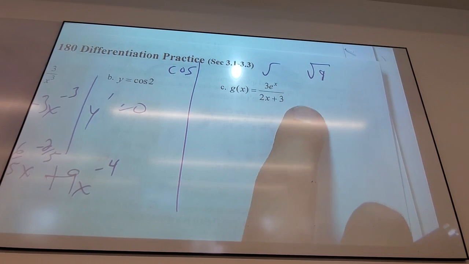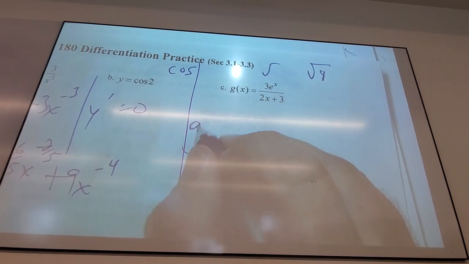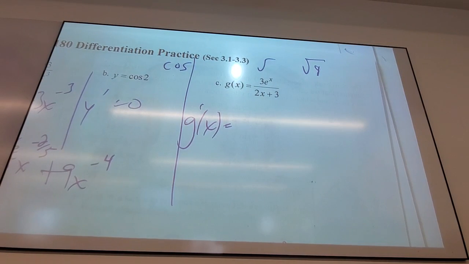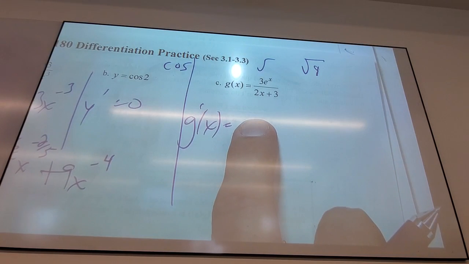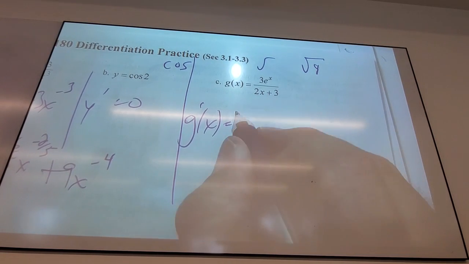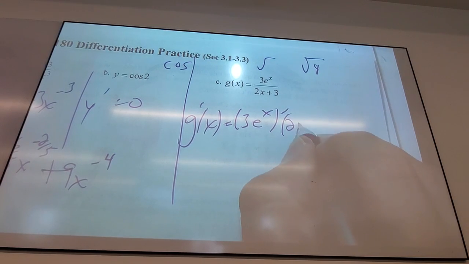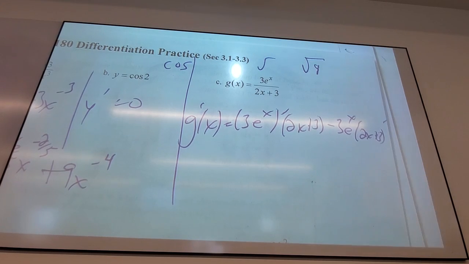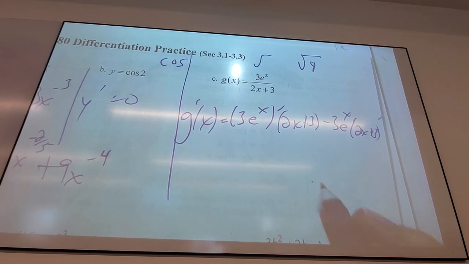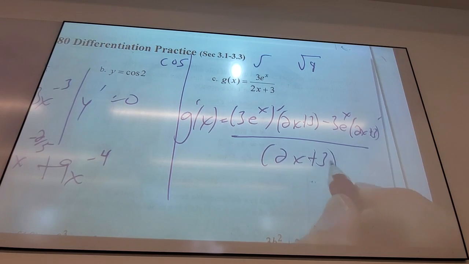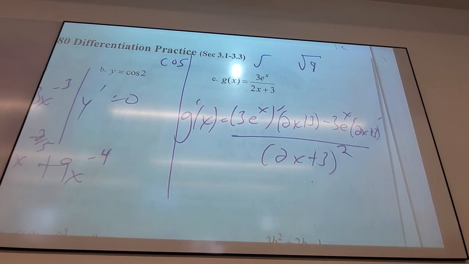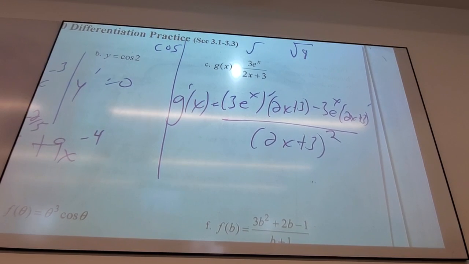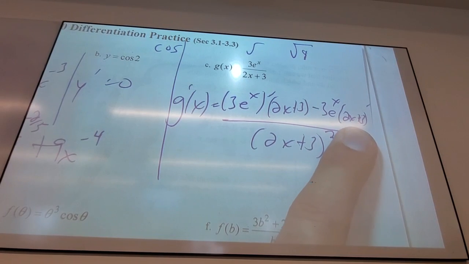What do I have to use for this guy? Quotient rule. So what gets me started? You have 3e to the x prime times 2x plus 3, minus 3e to the x times 2x plus 3 prime, all over 2x plus 3 squared. Good. You've got to fight with yourself not to cancel 2x plus 3 anywhere. Especially not this one, because that ain't 2x plus 3 anymore.